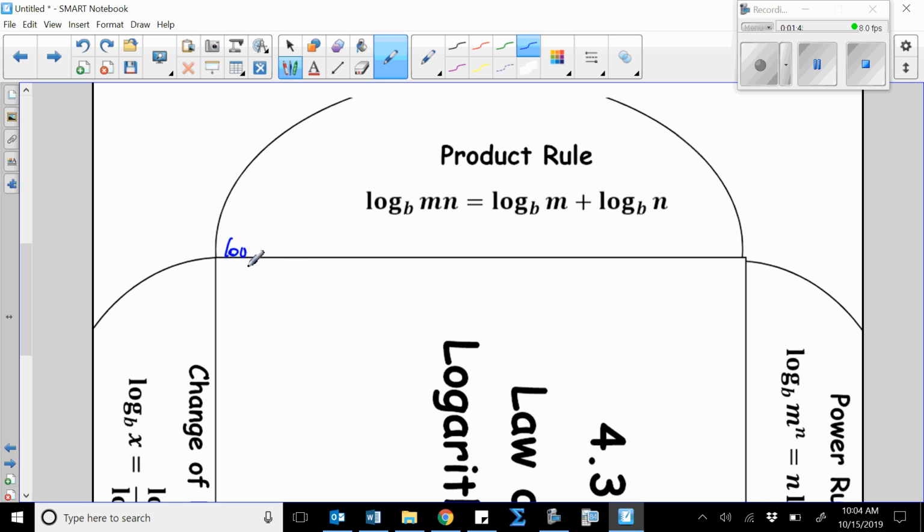Here's an example. If I have log of 15, let's say base 4, we know that 15 is 5 times 3. So I can expand this log as log of 5 plus log of 3 with base 4 for both of them. Notice that we need to keep the same base that we had. We're not changing the base.